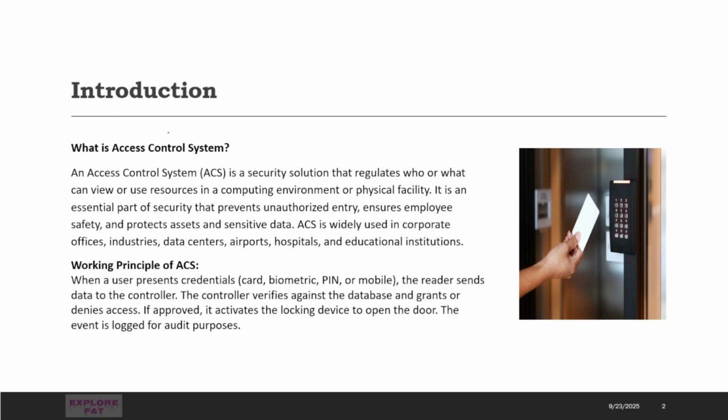Okay, so this is just the introduction, for whoever doesn't know what the access control system is and what its principle is. As you see, an access control system is a security solution that regulates who or what can view or use resources in a computing environment or physical facility. It means who has the authority to use the resources inside a secure area, like a physical facility.